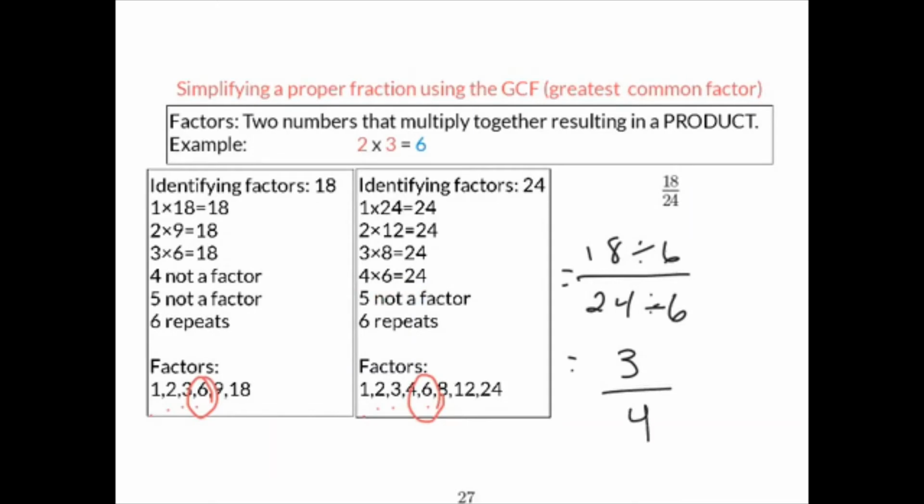So 18 over 24 can be reduced or simplified using the greatest common factor of 6 to be equal to 3/4. And now we have our proper fraction in simplified form. So let's take a look at another example.